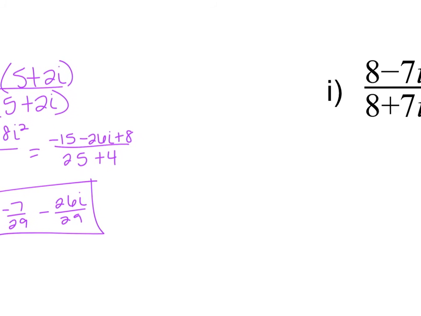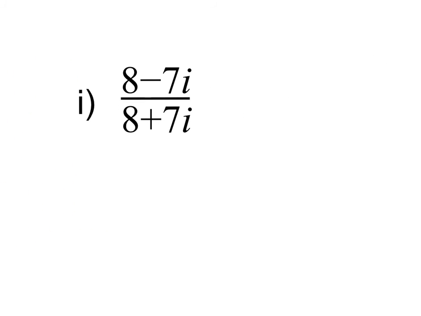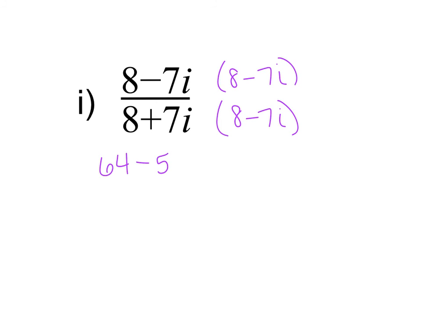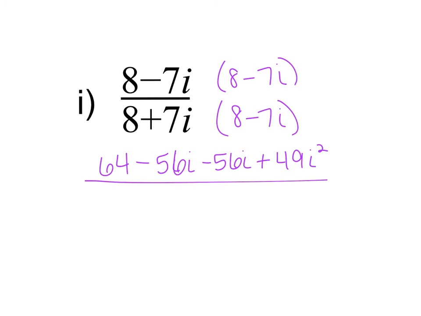Last problem. Ooh, this one's going to be funky. Okay, let's do the conjugate. So 8 minus 7i. So this would give me 64 minus 56i minus 56i plus 49i squared over 64, and that cancels, minus 49i squared.